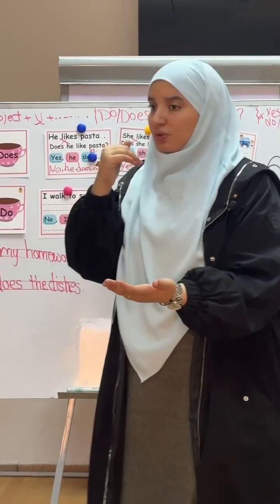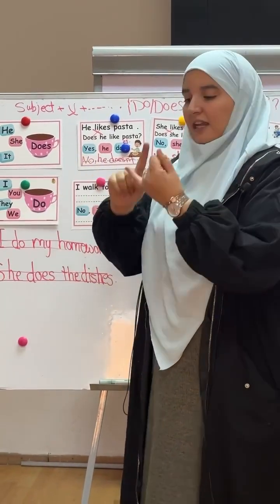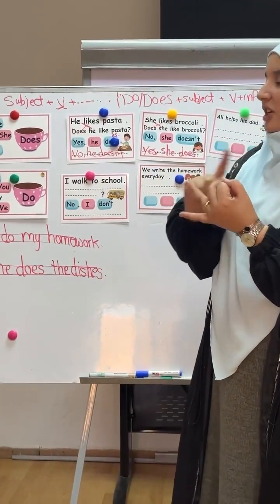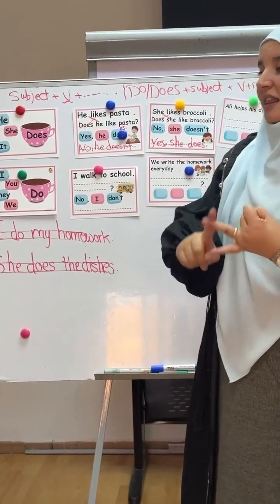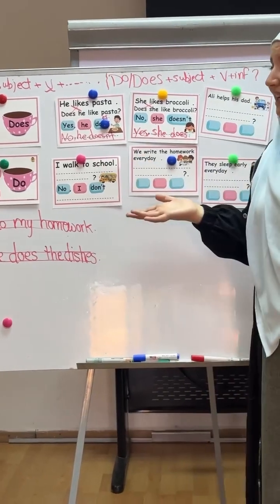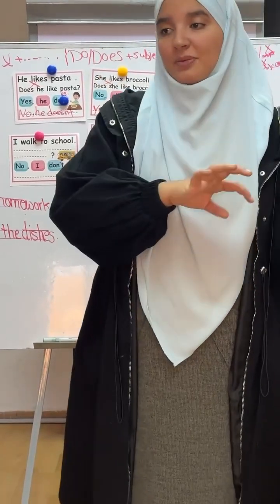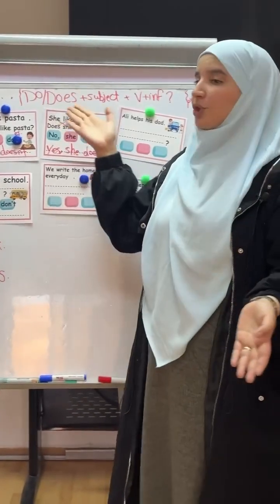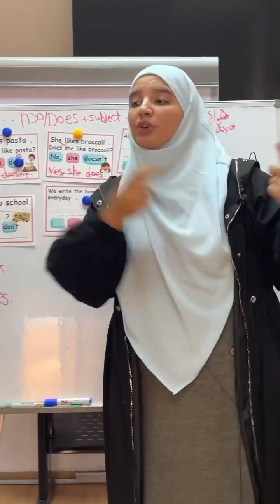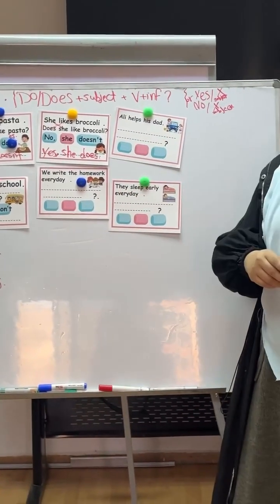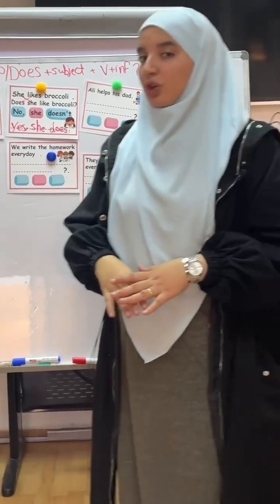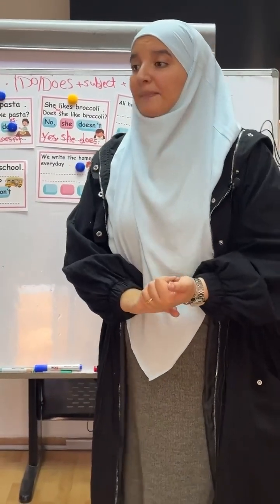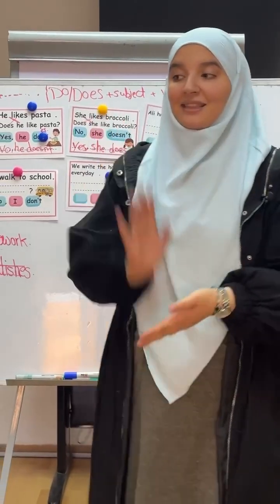So I have to know: does for he, she, it; do for I, they, we, you. How to make a sentence? Subject, verb, object. How to make a question? Do or does, plus subject, plus verb without anything. Great.